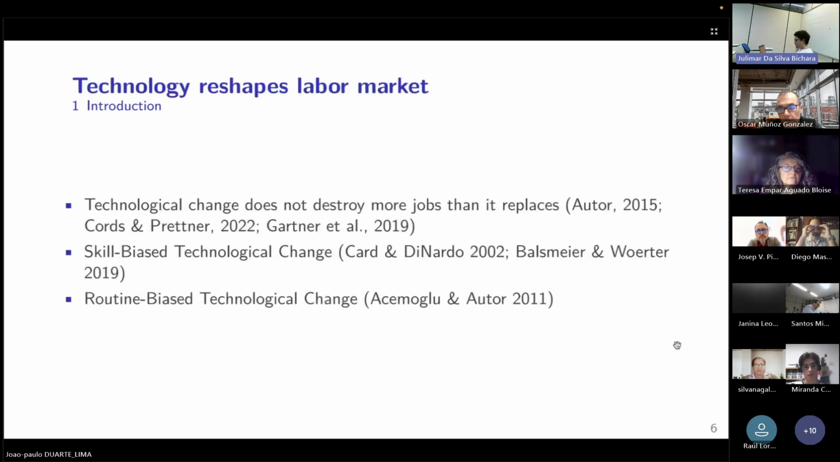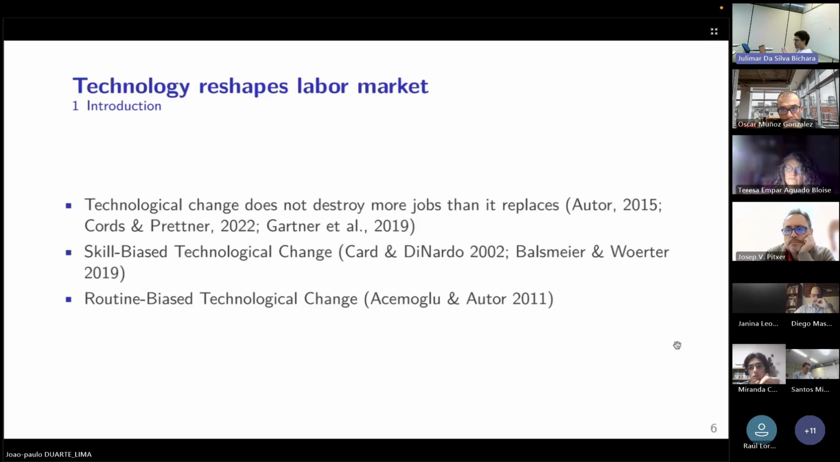What I mean by technology reshapes labor markets is that we know that technological change does not destroy more jobs than it replaces. It affects different jobs in different ways. So it may affect jobs based on the skill of their workers. Different technologies will affect workers by their skill levels or by the type of tasks they perform. Usually the kinds of jobs that are replaced are routine jobs, and they're replaced by non-routine jobs. They can be manual or cognitive.